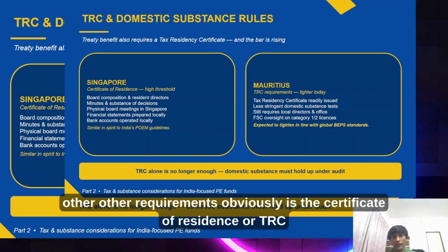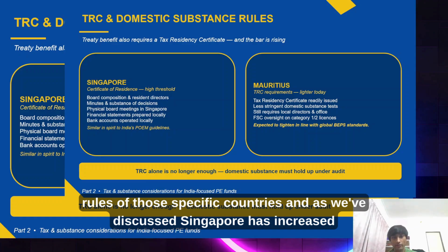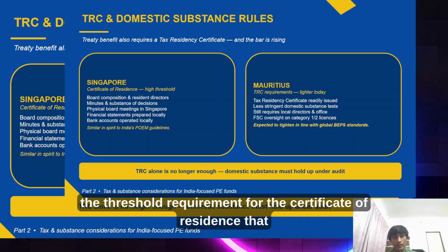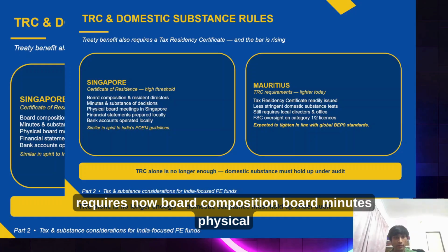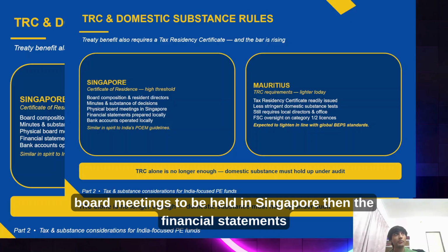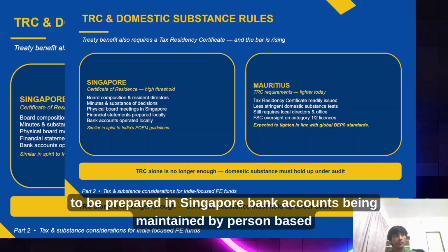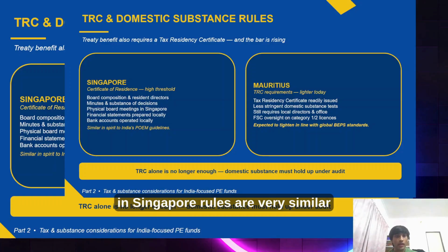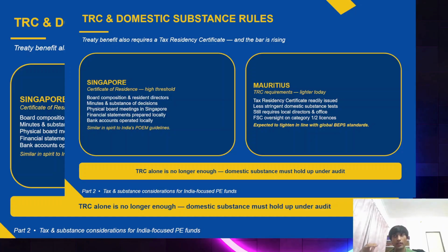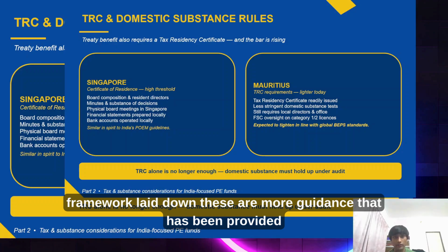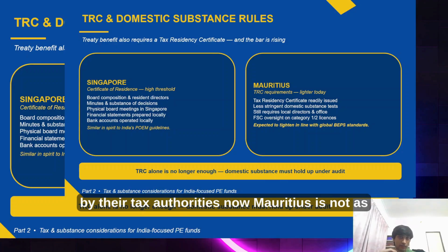The other requirements obviously is the certificate of residence or TRC rules of those specific countries, and as we've discussed, Singapore has increased the threshold requirement for the certificate of residence. That requires now board composition, board minutes, physical board meetings to be held in Singapore, then the financial statements to be prepared in Singapore, bank accounts being maintained by a person based in Singapore. These rules are very similar to the POEM guidelines in India. However, in Singapore there is no clear framework laid down. These are more guidance that has been provided by their tax authorities.